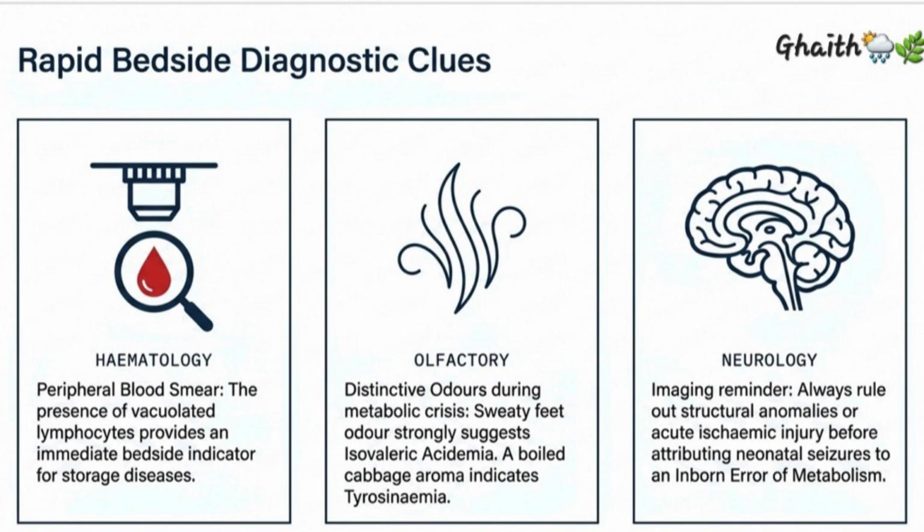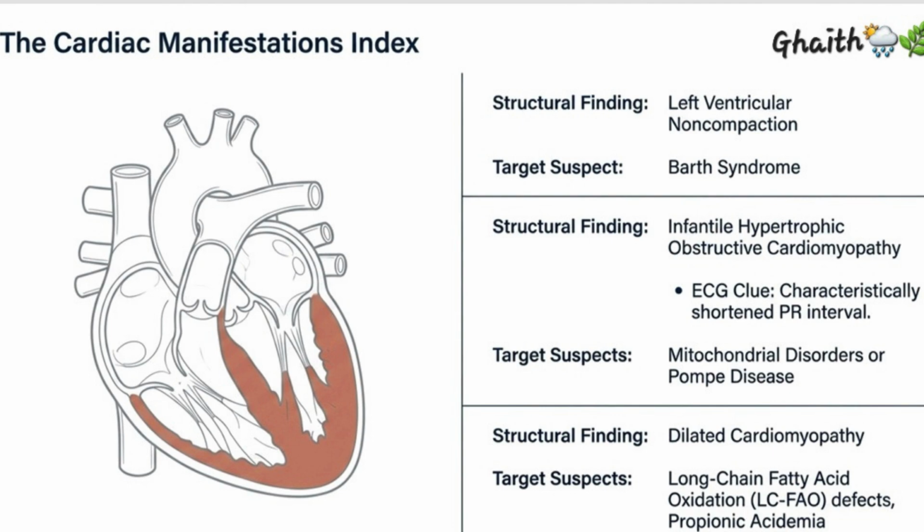A metabolic crisis frequently leaves structural clues across multiple organ systems. From a cardiac perspective, left ventricular noncompaction should immediately flag Barth syndrome. If you are looking at an aggressive, infantile hypertrophic obstructive cardiomyopathy, maintain a low threshold for mitochondrial disorders or Pompe disease, the latter of which can reveal a characteristically shortened PR interval on an electrocardiogram. Long-chain fatty acid oxidation defects and propionic acidemia lean heavily toward dilated cardiomyopathies.